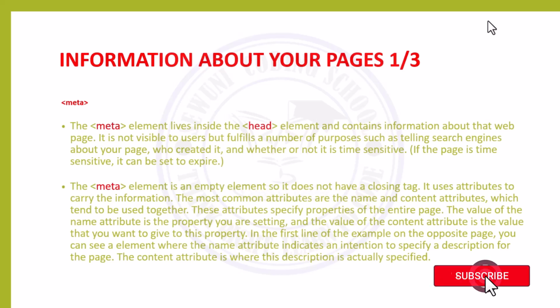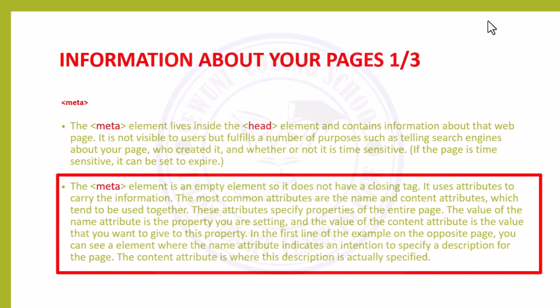Okay, the meta element is an empty element, so it does not have a closing tag. So we don't have an opening meta and a closing meta with a forward slash. It can also contain attributes, okay, that carry the information. The most common attributes that can be found are name and content, which tend to be used together.